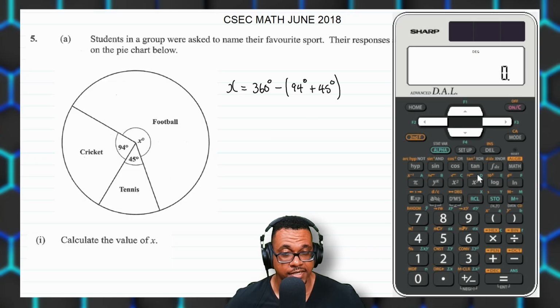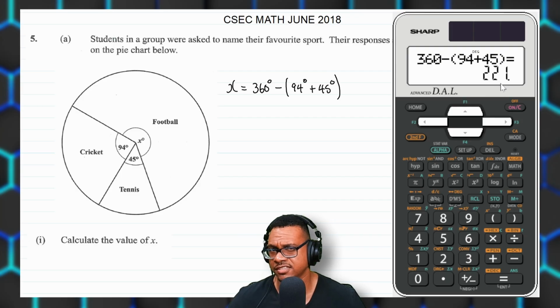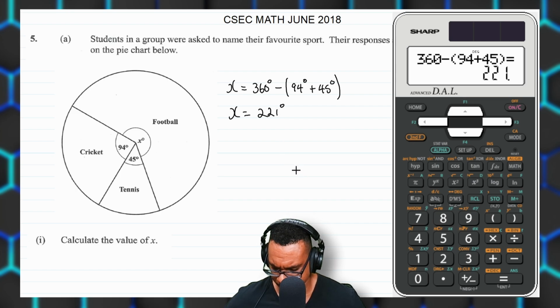So if we go on our calculator, we could type that in. We could put 360, take away open brackets, 94 plus 45, close brackets, press equal, and that's 221 degrees. So x is equal to 221 degrees.